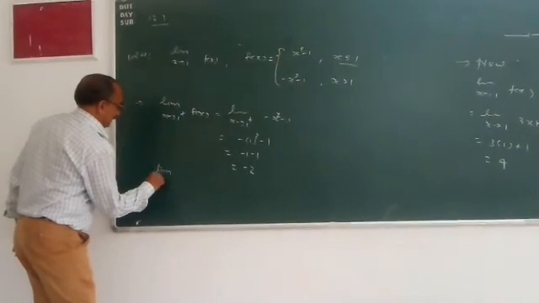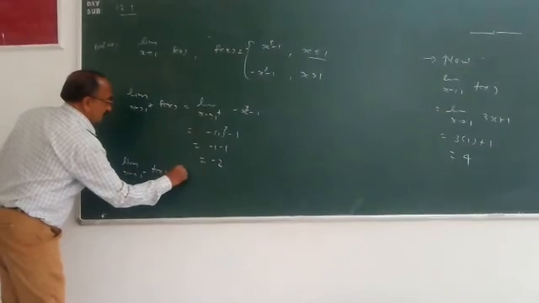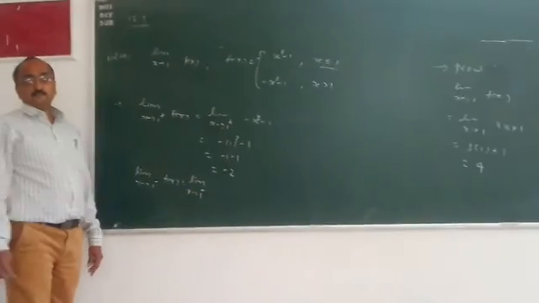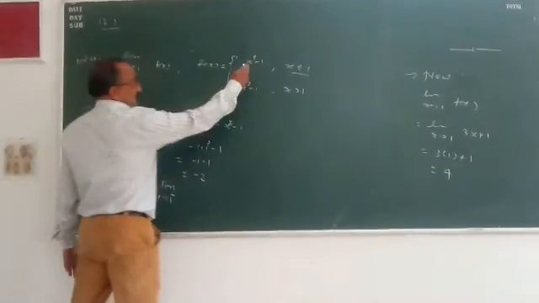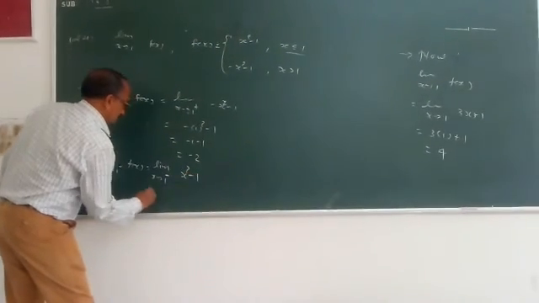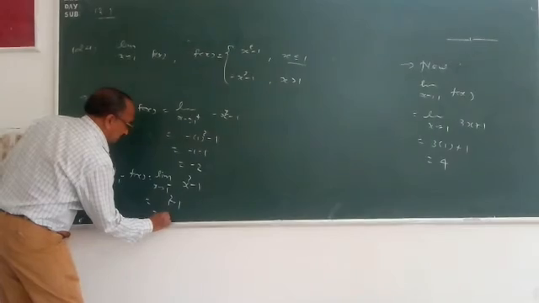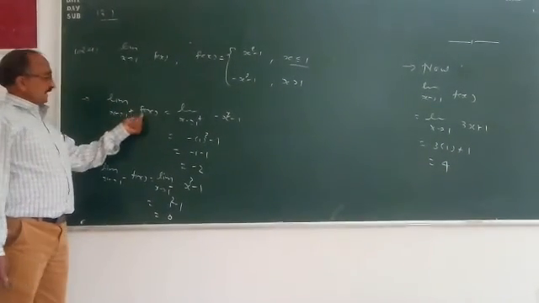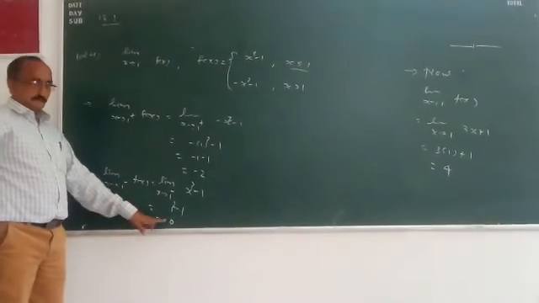Now similarly get the left hand limit. Limit x tends to 1 negative f(x). For 1 negative, which function do we select? The value of x less than 1. In this case we select f(x) is equal to x square minus 1. Now replace x by 1. So 1 square minus 1 is equal to 1 minus 1, that is 0. Here limit x tends to 1 positive f(x) is equal to minus 2, and limit x tends to 1 negative f(x) is equal to 0.